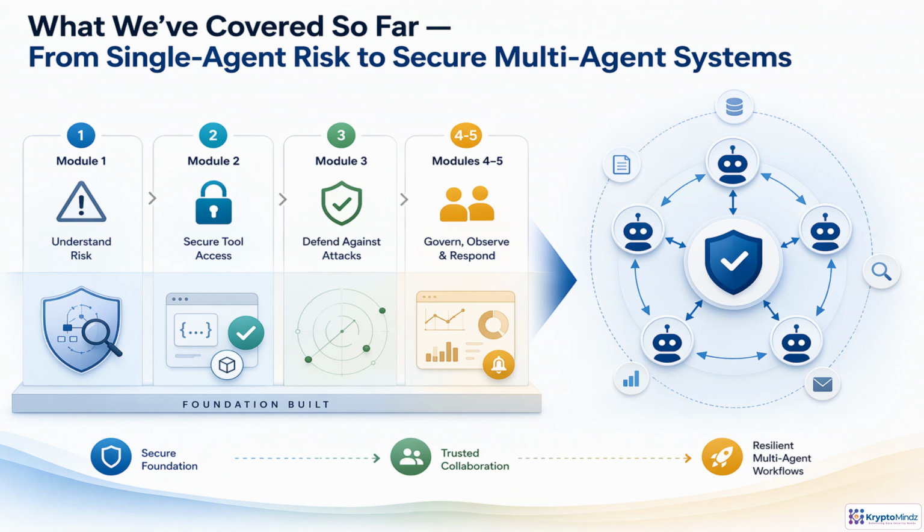Up to now, you've focused on securing individual agents with least privileged tools, validation, sandboxing, prompt injection defenses, retrieval safeguards, approval gates, and monitoring. Multi-agent systems bring those controls together. The new challenge is trust between agents: how they share context, delegate work, escalate decisions, and stay observable across the full workflow.